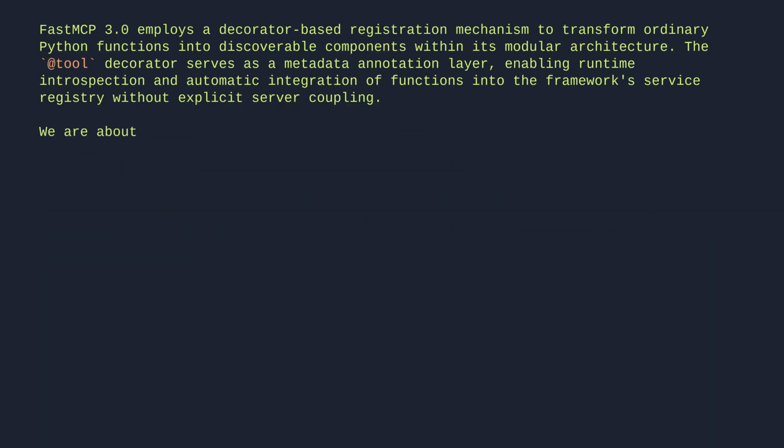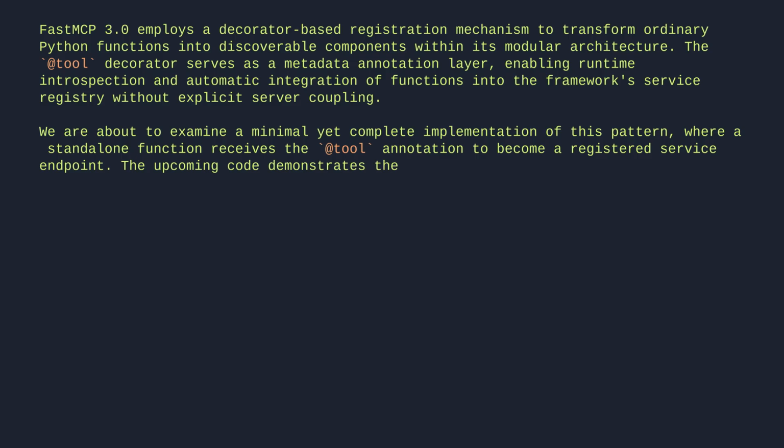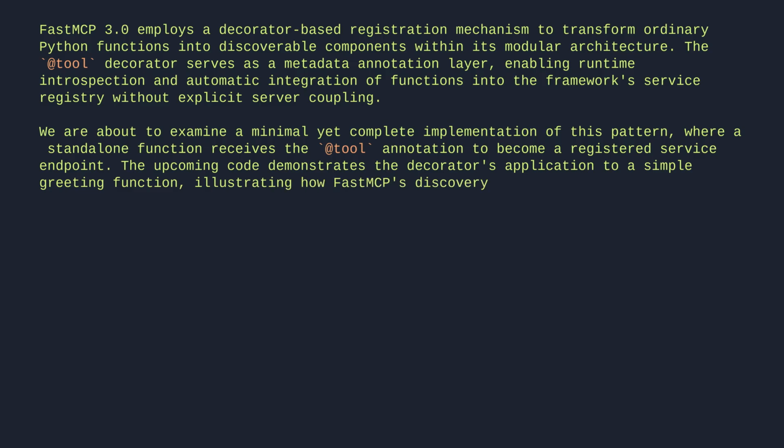We are about to examine a minimal yet complete implementation of this pattern, where a standalone function receives the @tool annotation to become a registered service endpoint. The upcoming code demonstrates the decorator's application to a simple greeting function, illustrating how FastMCP's discovery system identifies and incorporates such components during initialization.